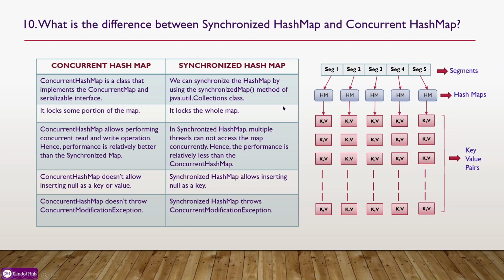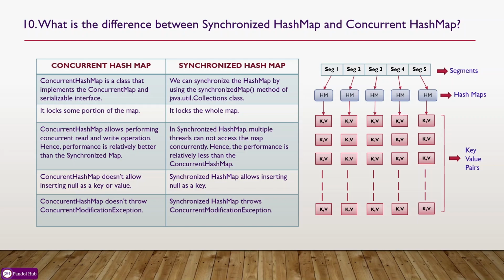What is the difference between synchronized hash map and concurrent hash map? Concurrent hash map is a class that implements the concurrent map and serializable interfaces. We can synchronize a hash map by using the synchronizedMap method of the java.util Collections class. Concurrent hash map by itself is a separate hash map available to us, which provides thread safety, whereas synchronized hash map is the one which we can explicitly create using the synchronizedMap method.